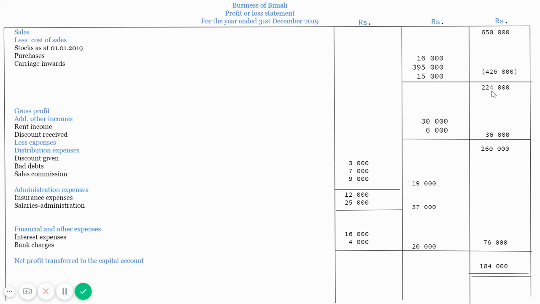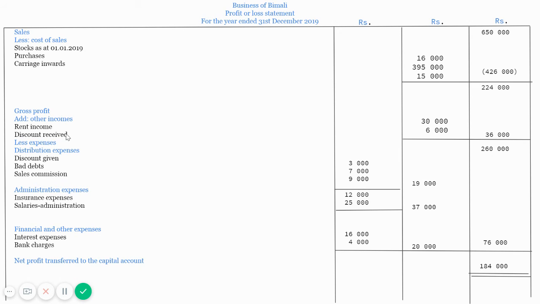So actually, what does this mean? In order to earn 650,000 worth of sales, Bimali's business has incurred a cost of 426,000 and they have ended up with a profit of 224,000 rupees. So after that, indirectly, they have earned some other incomes, not from the Bimali's business, from any other business, from other different types of businesses.